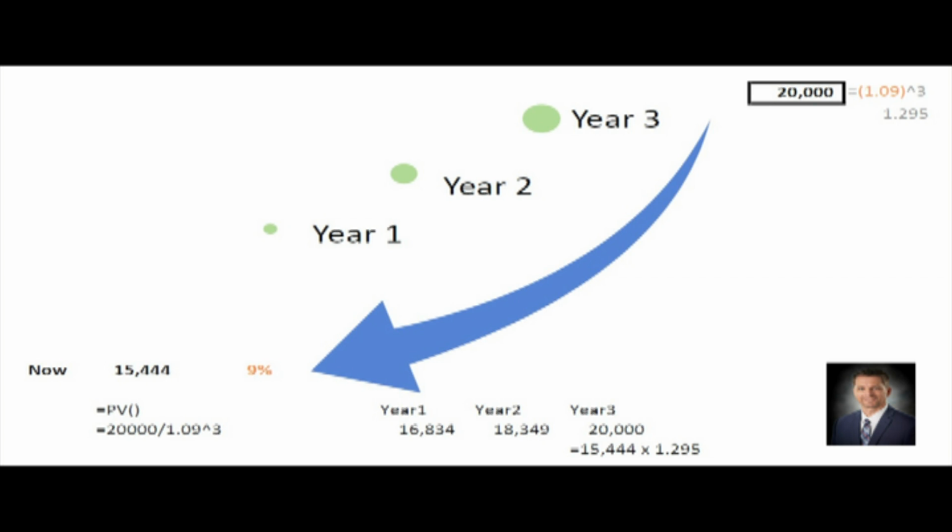Again, we compound that at 9%. At the end of year two, we'd have $18,349. And compounding that again, that $18,349 at 9% at the end of year three, we would have $20,000.